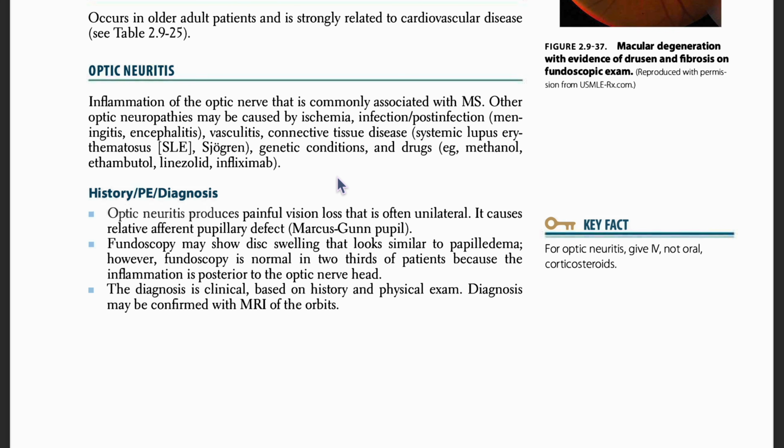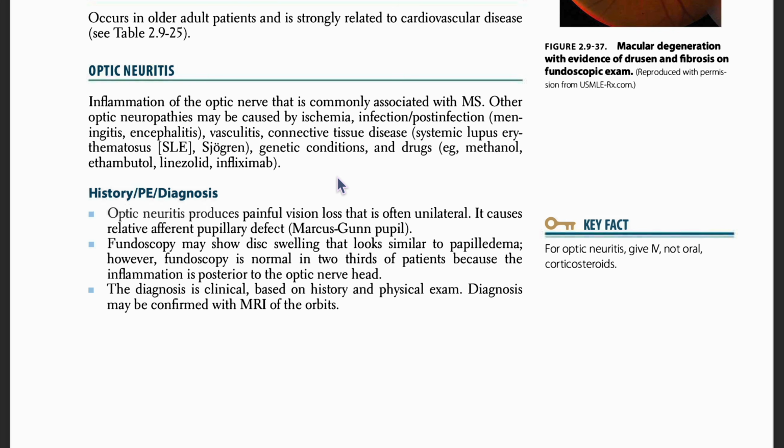Optic neuritis produces painful vision loss that is often unilateral. It causes a relative afferent pupillary defect, Marcus Gunn pupil. Fundoscopy may show disc swelling that looks similar to papilledema. However, fundoscopy is normal in two-thirds of patients because the inflammation is posterior to the optic nerve head. The diagnosis is clinical, based on history and physical examination. Diagnosis may be confirmed with MRI of the orbits.